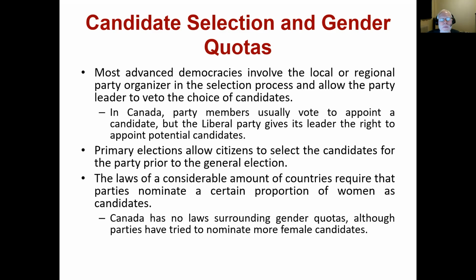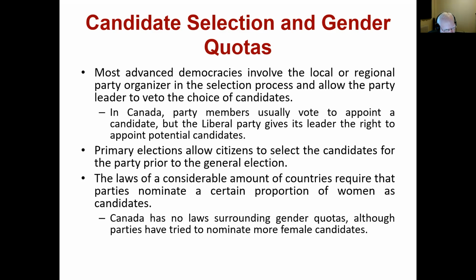They may not be able to say exactly who the candidate will be. They may not be able to choose the candidate themselves, but they may be able to veto a particular candidate, saying that this one is not acceptable for a variety of different reasons. It could be electability, it could be party stance, positions that are just antithetical to the overall position. In Canada, party members usually vote to appoint a candidate within a particular area.